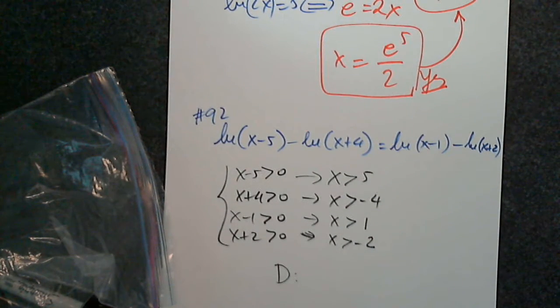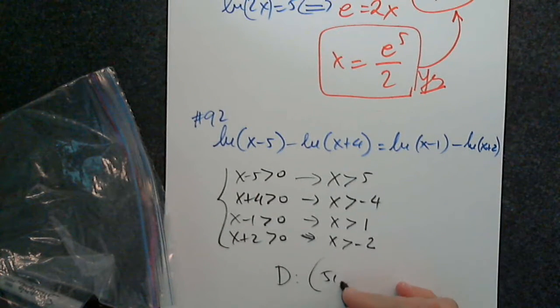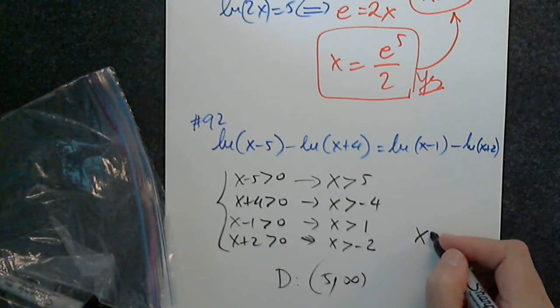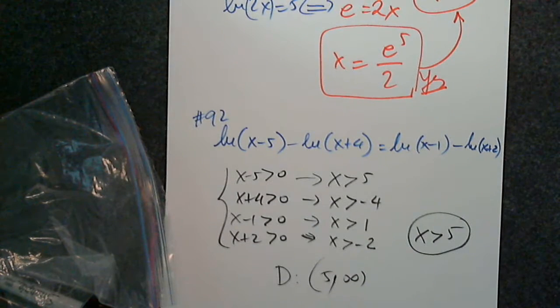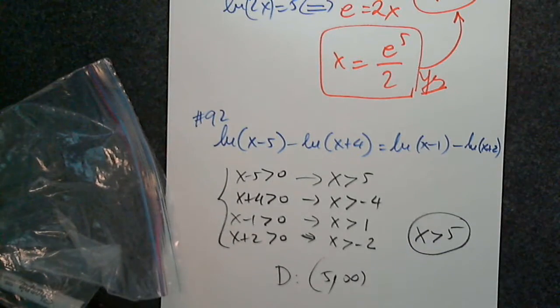Graph them if you need to, and give me the domain. Yes, from -4, from -2, from 1, and from 5. Indeed, 5 to infinity, or just x greater than 5 is good enough. That's the interval where all 4 logs exist at the same time. Perfect. So let's condense the left.